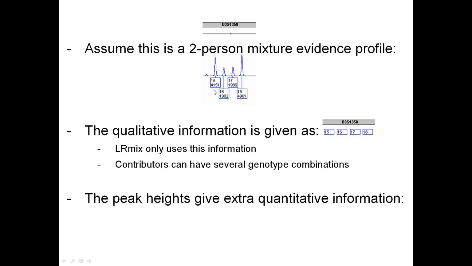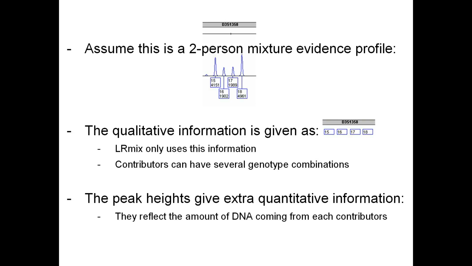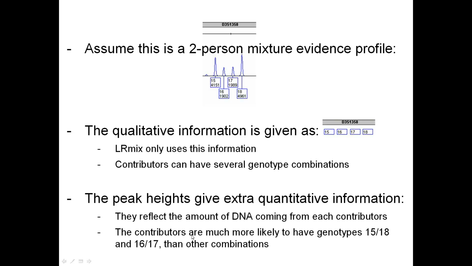We can see in this example here that the peak heights would give extra quantitative information since they reflect the amount of DNA coming from each contributor. The contributors are more likely to have the genotype combination 15, 18 and 16, 17 since the peak heights are giving extra information to who is the major component and who is the minor component.